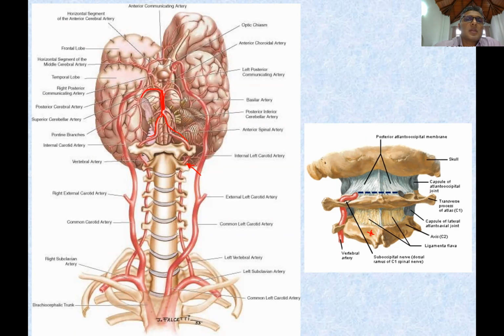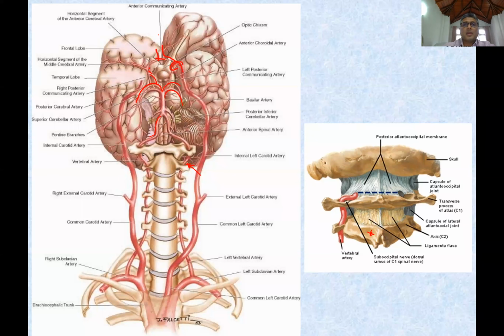Then it gives off two arteries actually. There is a superior cerebellar artery and a posterior cerebral artery. So this one is the posterior cerebral artery, and the previous one is the superior cerebellar artery. We will discuss that later. So you have the internal carotid artery giving rise to the middle cerebral, anterior cerebral, anterior communicating and posterior communicating. So that is how the circle of Willis is formed.